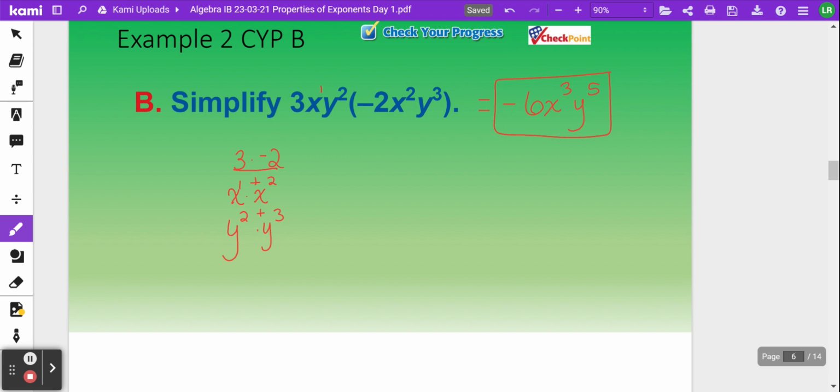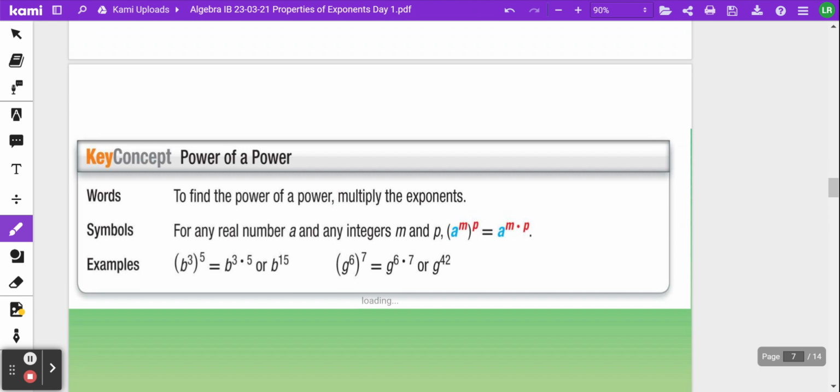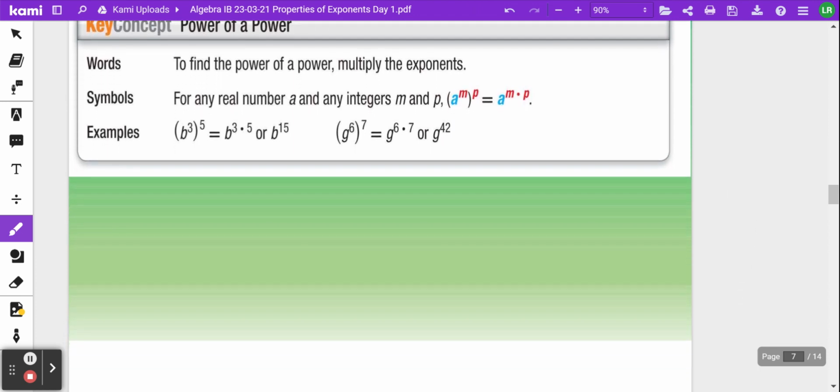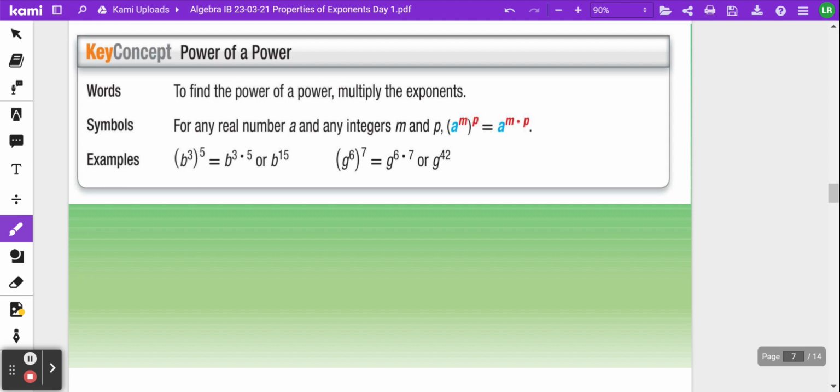Now, the next property we're going to look at is the power property. Okay, so this is where we have an exponent raised to another exponent. So this is what a power property problem looks like. This is a very simplistic one, because it only has one base value in there. But the general rule would go this way. I have b to the third raised to the fifth.